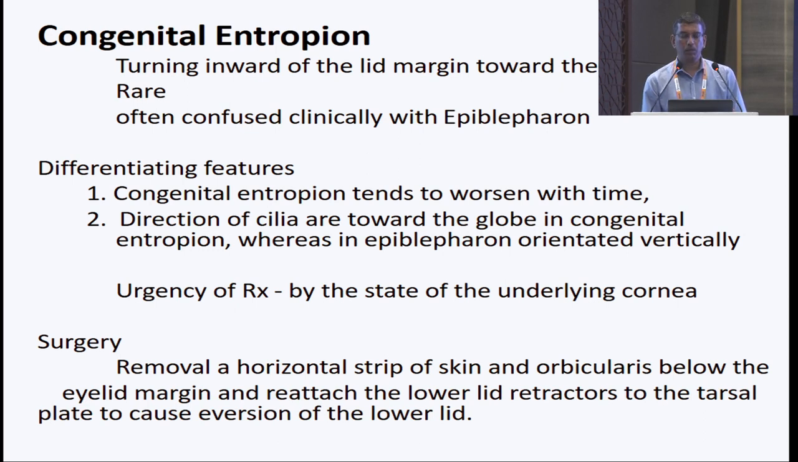When entropion is seen, as we said, it has to be differentiated from epiblepharon, where the lid margin position is more important, compared to epiblepharon, where the direction of cilia is towards the globe in entropion, causing corneal abrasion. So, if there is damage to the underlying cornea, abrasions, or corneal ulcer, then that needs to be treated urgently, or otherwise lubrication drops and the surgical Hotz procedure, where there is a removal of a strip of skin and orbicularis and giving an everting suture, where the suture passes to the lower end of the tarsus to evert the lid margin.